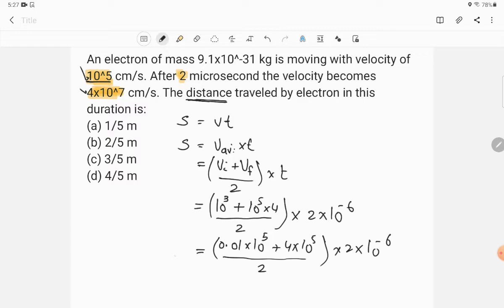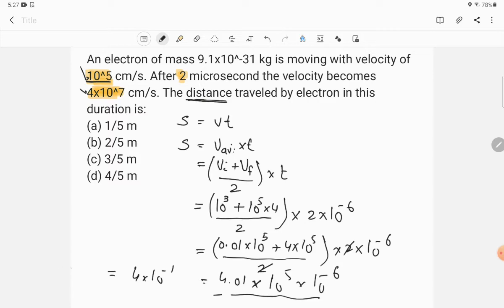So in this way, the coefficients will be added and it will become 4.01. So you can write 4.01, and this 2 is dividing, this is multiplying, so they cancel with each other, into 10 to the power plus 5 and here 10 to the power minus 6. So when you solve this, you will get the answer 4 into 10 to the power minus 1, or you can write it as 0.4.